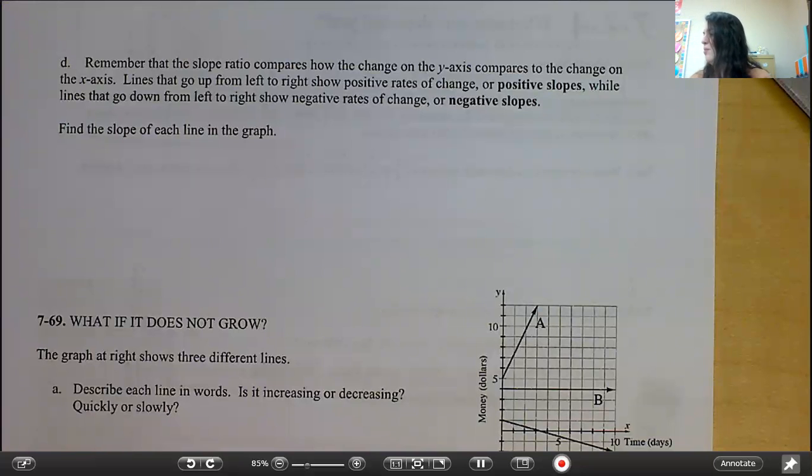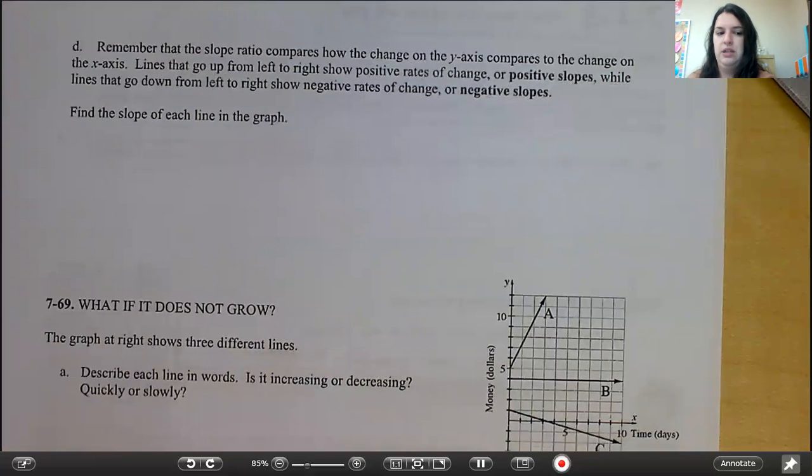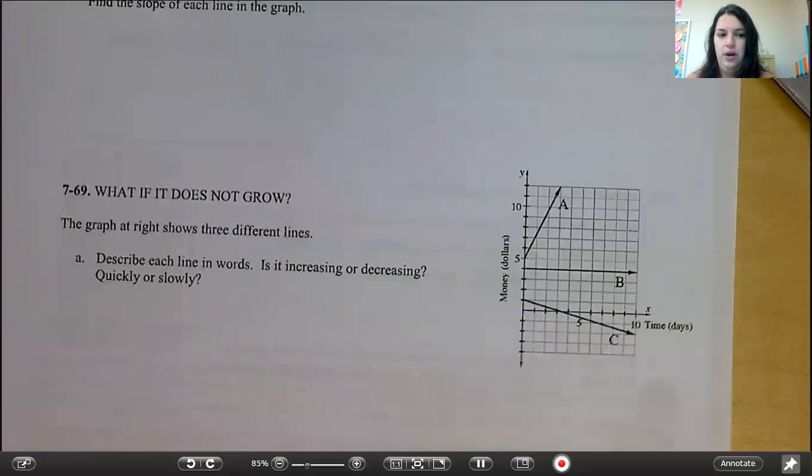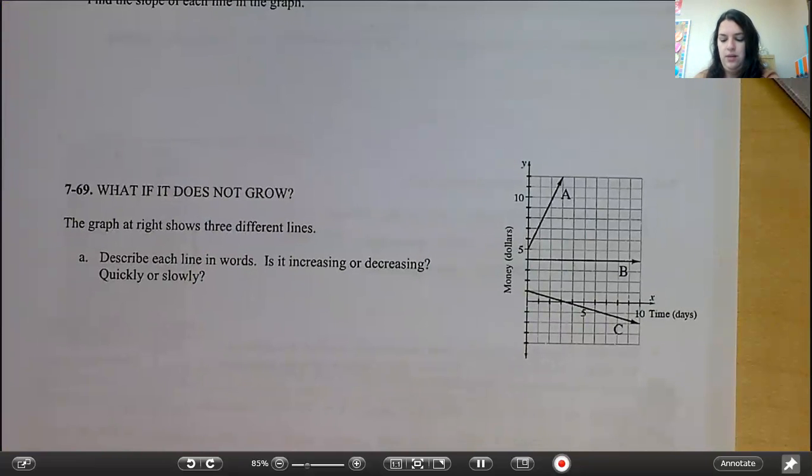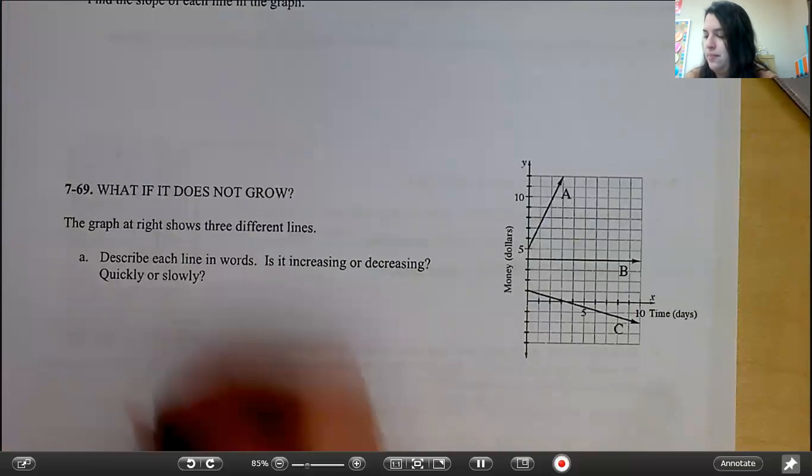Okay, so if you're back with me, then you have answered part D. We're going to move on to 7.69. So the graph at right shows three different lines. Describe each line in words. Is it increasing or decreasing, quickly or slowly? So go ahead and do that.